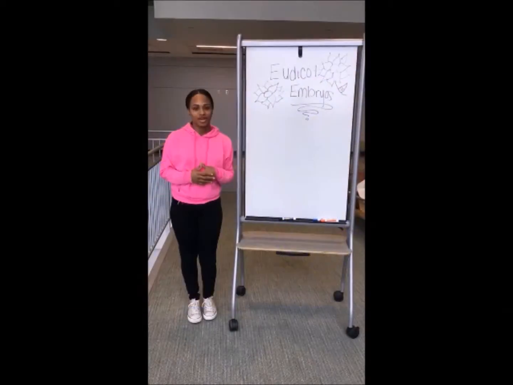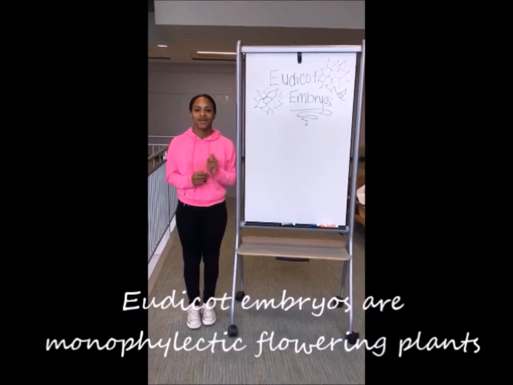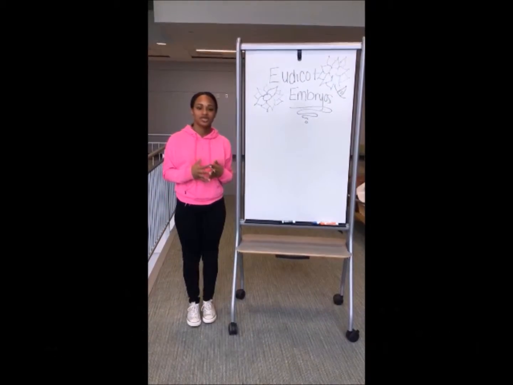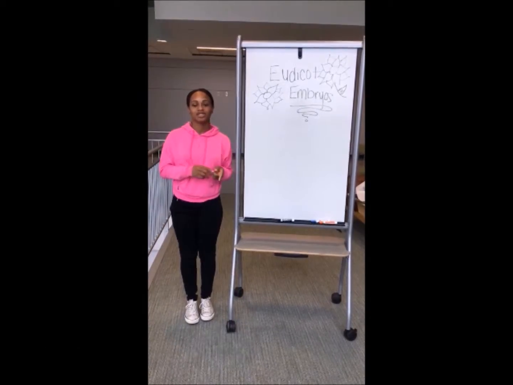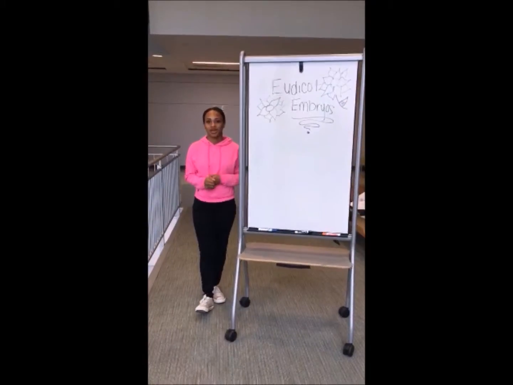So what are eudicot embryos? Eudicot embryos are monophyletic plants that have two seed leaves. They are considered to be in one of the largest groups, and they are considered true dicots because they have the two seed leaves. Monocots are much like eudicots in many ways.